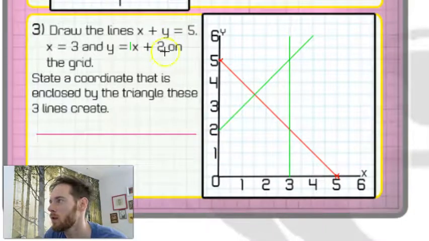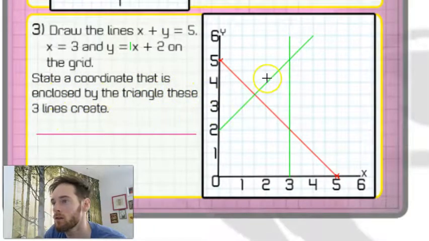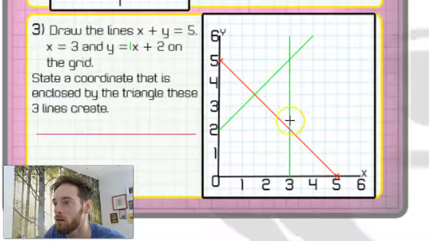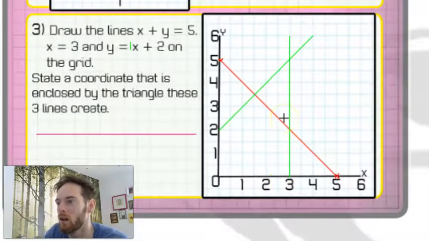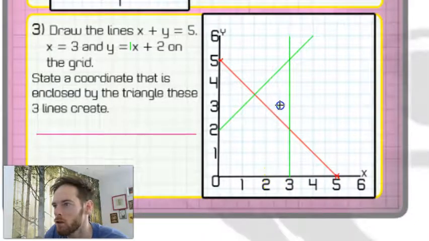Let's see what we have to do now. State a coordinate that is enclosed by the triangle these 3 lines create. So the triangle that's created by these 3 lines is this one in the middle. And we've got to state any of the coordinates that are enclosed by it. Now we could choose a real fancy one. We could go 2.75 and 2.5 if we really wanted to. But let's go 2.5, because we're halfway between 2 and 3, and this one here. So we'll choose that point.